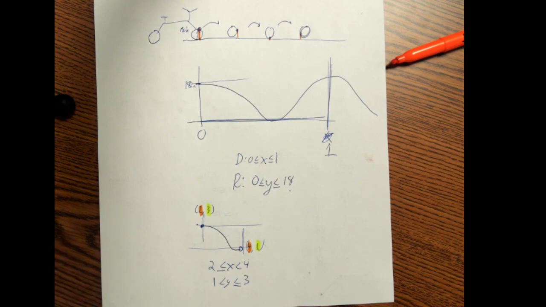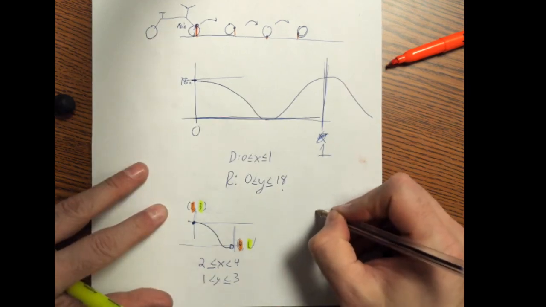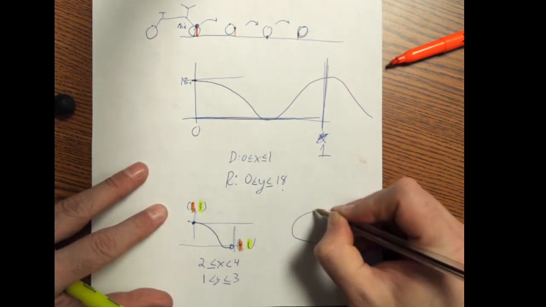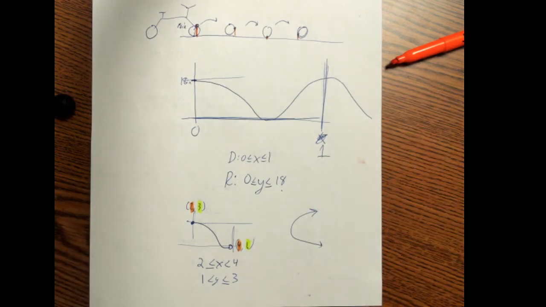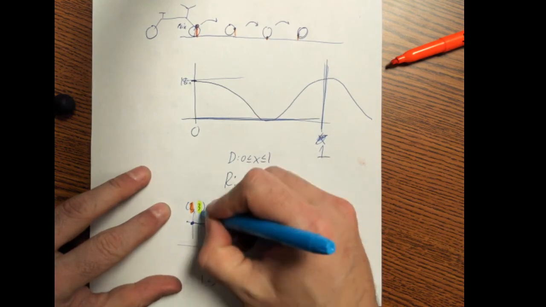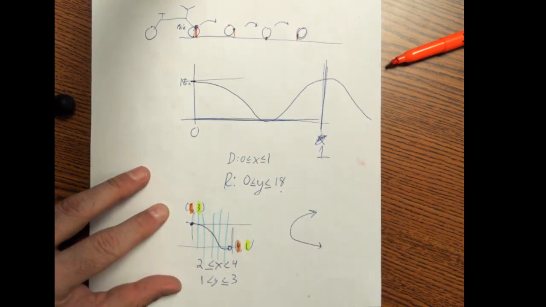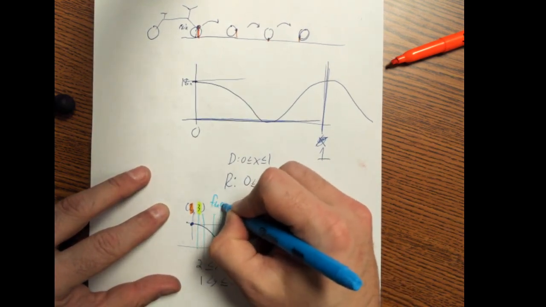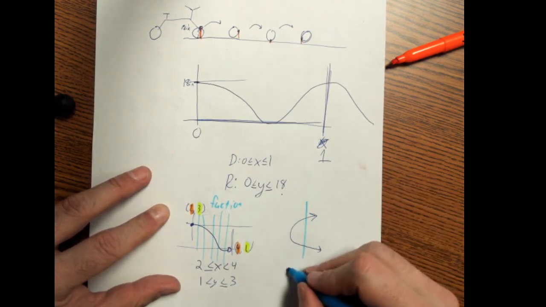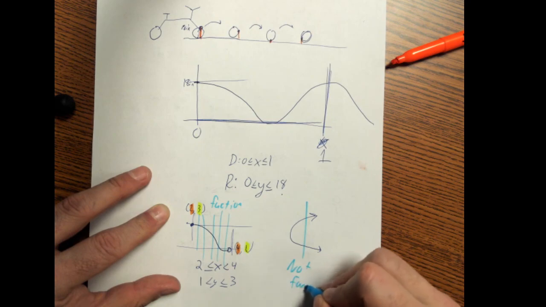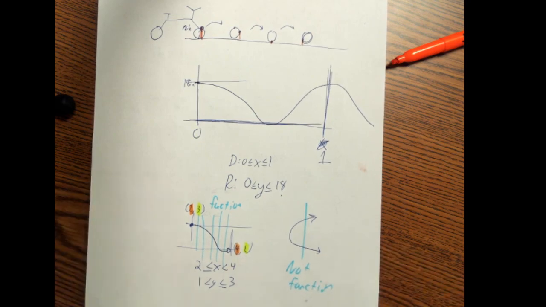Remember that for functions, we do the vertical line test. The vertical line test, we pass a vertical line over the graph. Any vertical line, if it only touches once, then yes, it is a function. If there's ever a point where it crosses twice, then it is not a function.